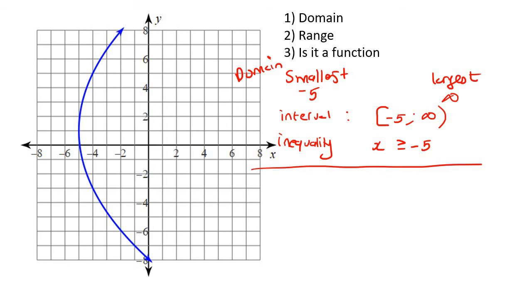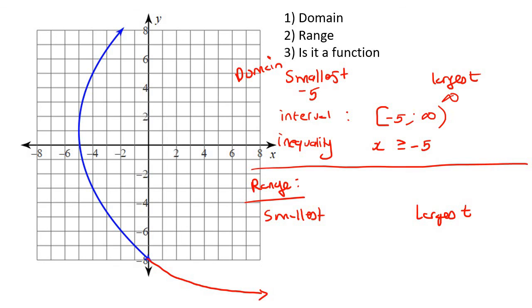Now we're going to quickly do range. So the smallest y and the largest y. Okay, so the smallest y, if you just follow the arrow, it's just going to keep going down, down, down, down. Some of you might say, yeah, but Kevin, this is eventually going to become flat. Yeah, it actually doesn't. So it just keeps going, going, going. So the smallest y value will be minus infinity, and the largest y value will be infinity.